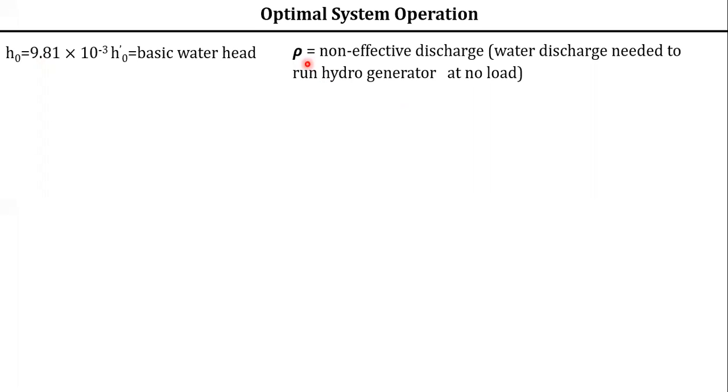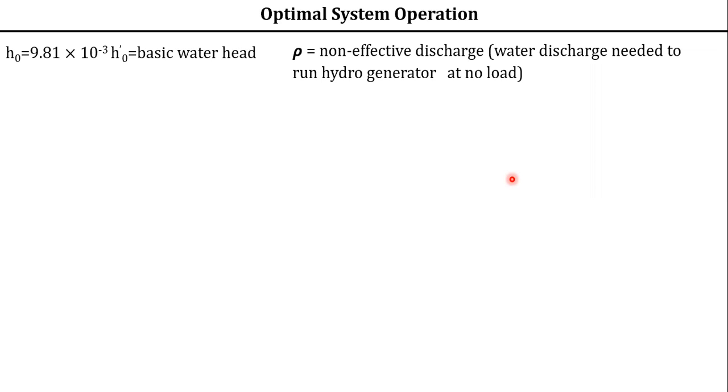So where rho is, what is rho? Non-effective discharge we have to consider. First we have considered useful discharge, but we have to account for the non-useful water flow also. That is non-effective discharge, the water discharge needed to run the hydro generator at no load, isn't it? First you have to run the hydro generator under no load. So that is non-effective discharge. Why is it called non-effective? Because you have to operate under no load.